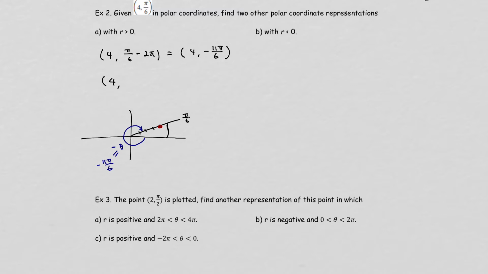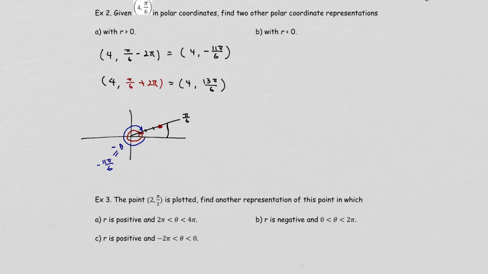And what else can we do? We can do several rotations, right? If I use the red, not just going to pi over 6, but after 2 pi, go pi over 6 more. That means you're going to do pi over 6 plus 2 pi, which is going to give you (4, 13 pi over 6).